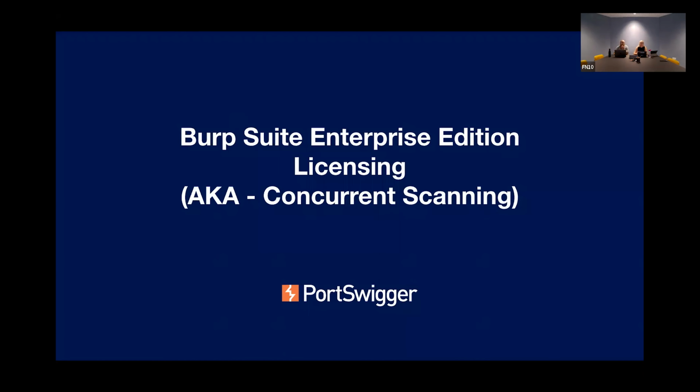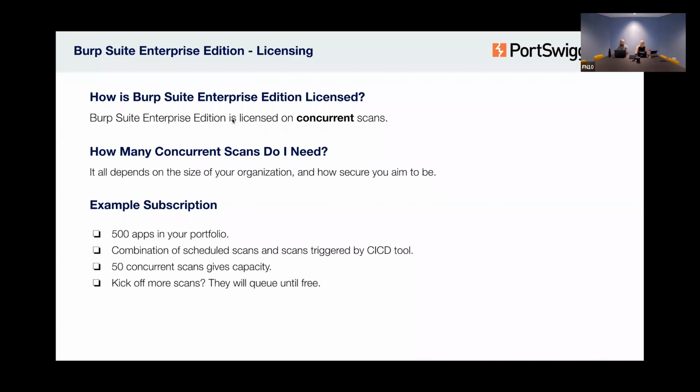So, how is Burp Suite Enterprise Edition licensed? Burp Suite Enterprise Edition is licensed on concurrent scans. We don't limit you to the number of applications, domains, URLs, users, or anything else, only scan concurrency. Unlike most other automated web vulnerability scanners, Burp Suite Enterprise Edition scans can be assigned and reassigned across any websites, applications, or URLs. We're often asked, how many concurrent scans do I need?